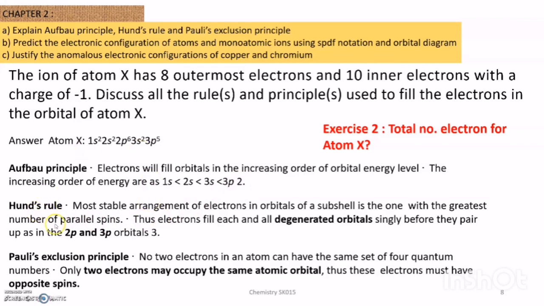Relate to Hund's rule. We have the term parallel spin; mention the parallel spin and the degenerate orbitals, singly occupied before pairing. And last, relate also to the Pauli exclusion principle: two electrons may occupy the same atomic orbital, but the electrons must have opposite spin. Alright, that's all. Let's continue with the next part.